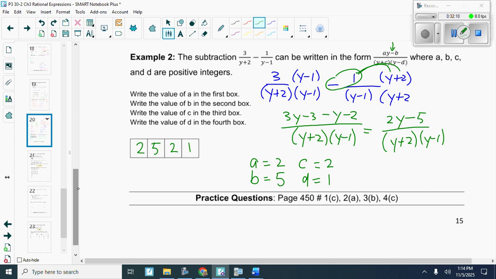Okay, for your final one. All right, let's go up to the boards. Let's do a little bit more extra work, and then I'll give you guys time to work on your practice questions.